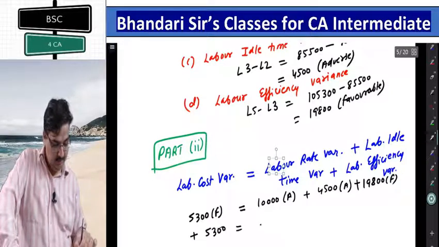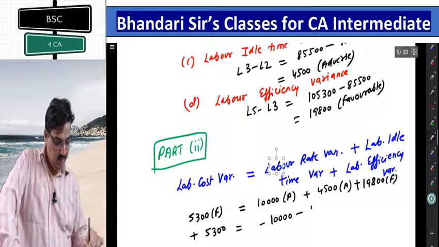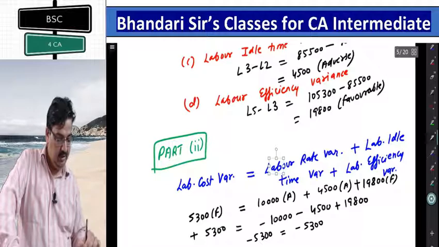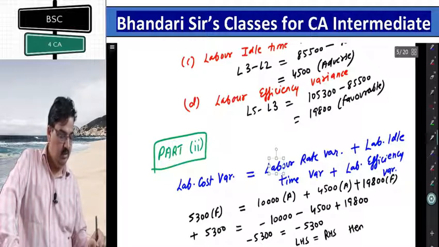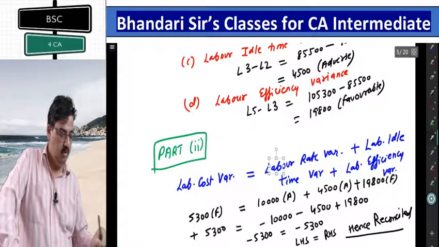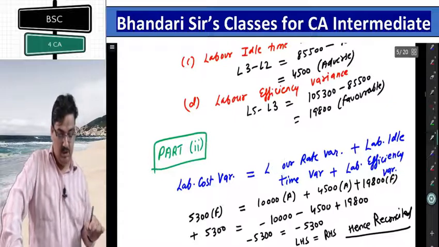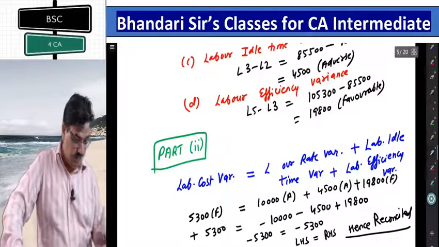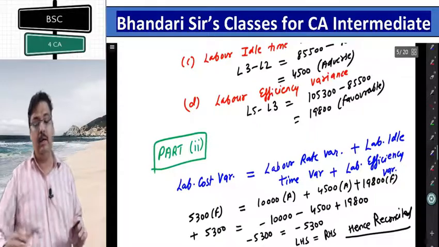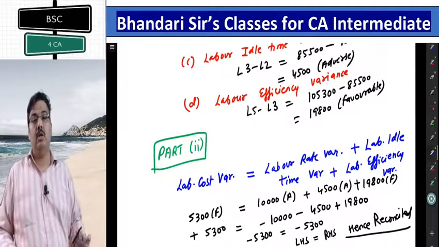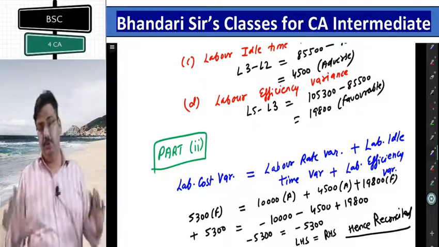5,300 positive minus 10,000 minus 4,500 plus 19,800. Minus 5,300 is equal to minus 5,300. Left hand side is equal to right hand side. Hence reconciled. This much you do in the exam, that is sufficient for your workout in this reconciliation. I hope this much is clear to you.